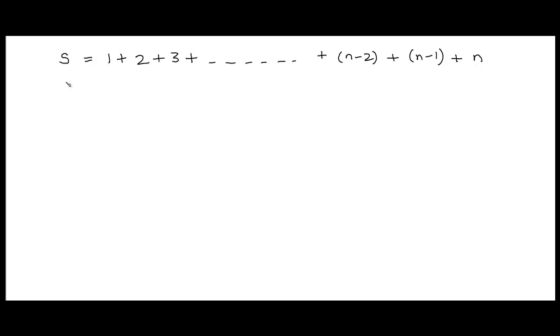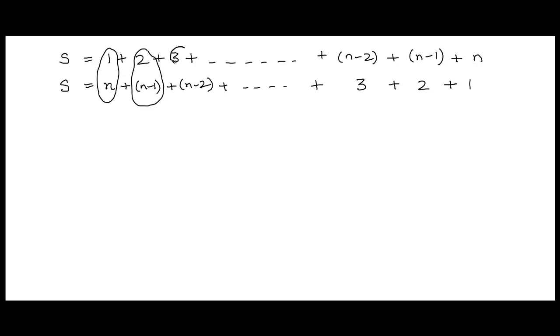So, like we did before, we are going to rewrite this series in descending order. We are given these numbers in ascending order. Let's rewrite them in descending order. So, we write n first, followed by n minus 1, n minus 2, and so on. Finally, we get 3, 2, and 1. So notice that these numbers again get aligned in pairs, where each pair of numbers adds up to n plus 1.